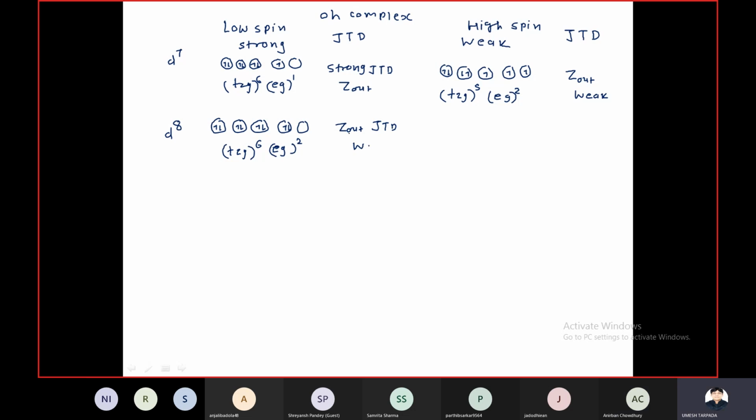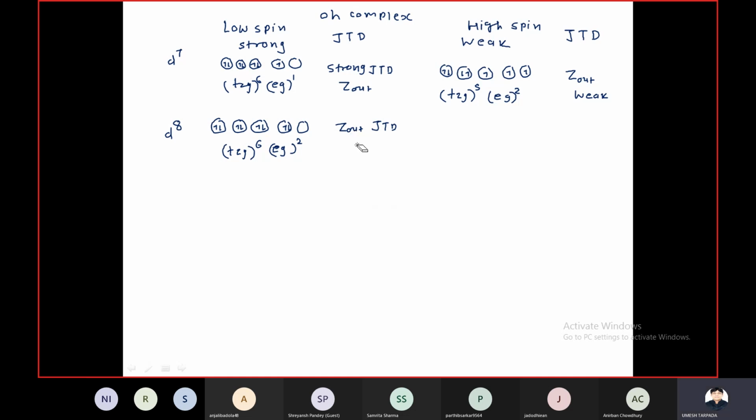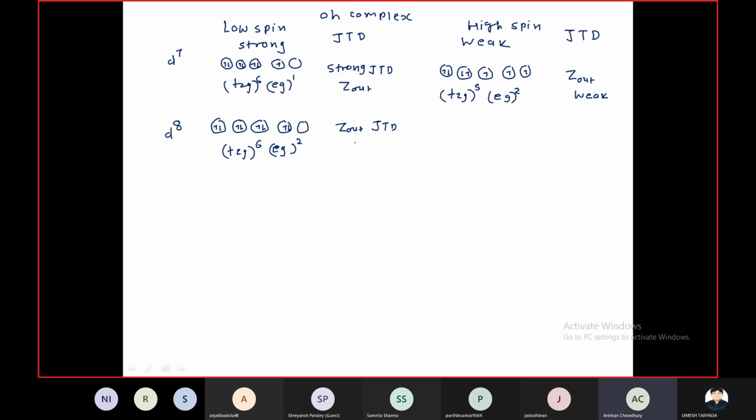Why is it strong? The reason is the eg orbital is unsymmetrically filled. Okay, so that's why you can have a strong Jahn-Teller distortion.